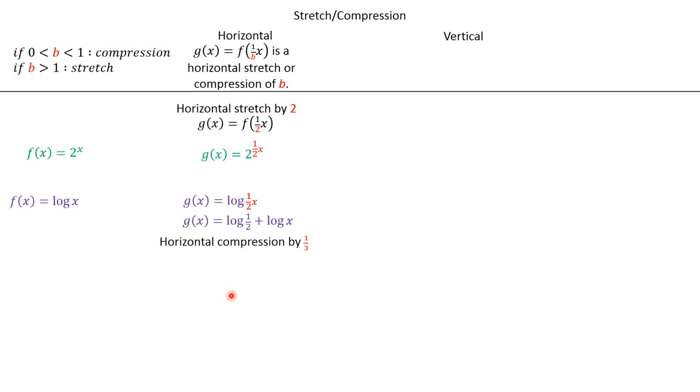Let's look at a compression. This is where we're going to be able to see what this exponential one does too. So compression by 1/3. 1 over 1/3 is just 3. So we're going to replace all the x's with 3x.